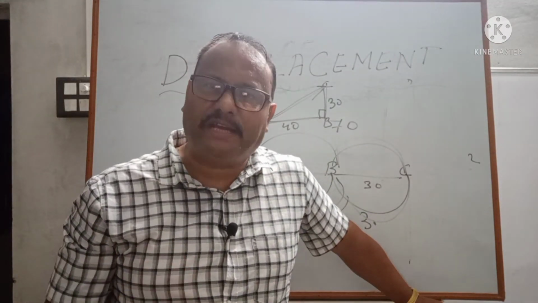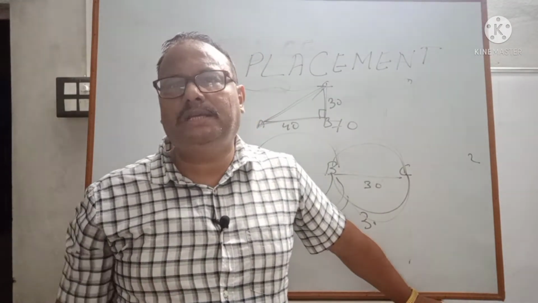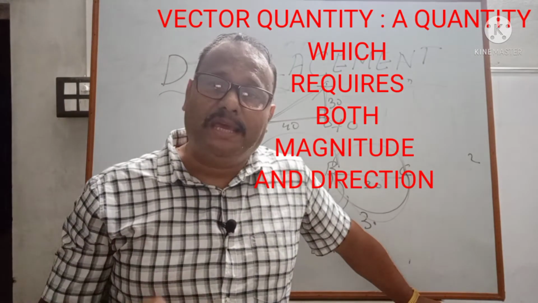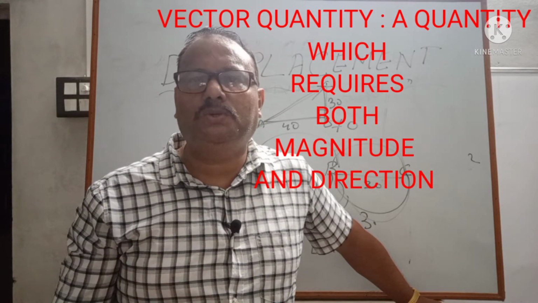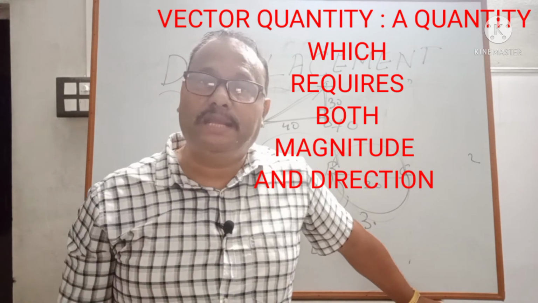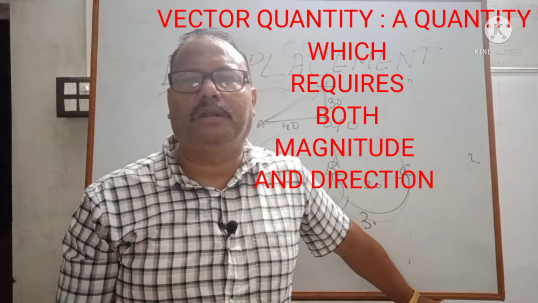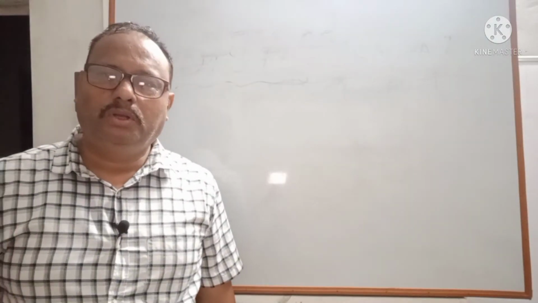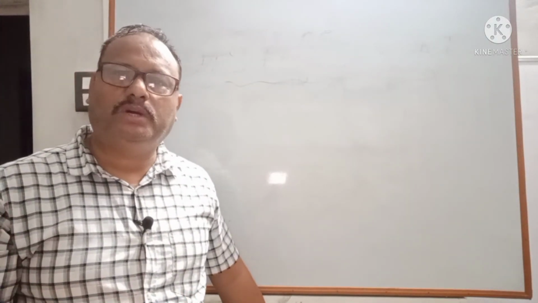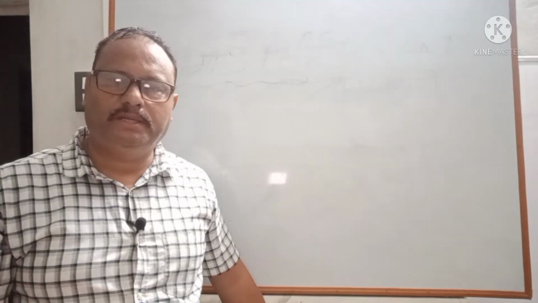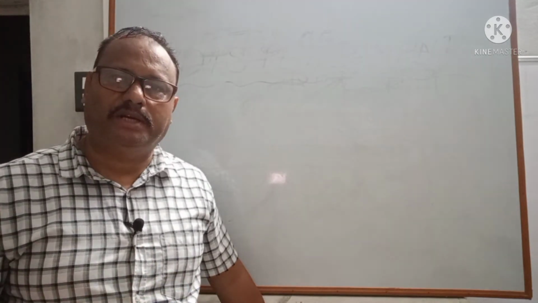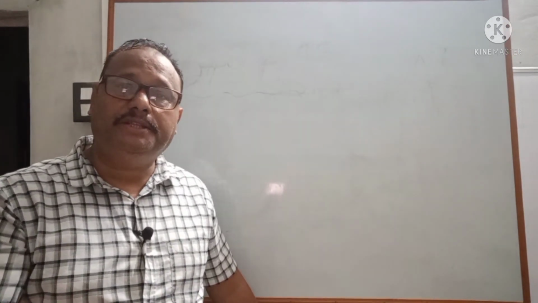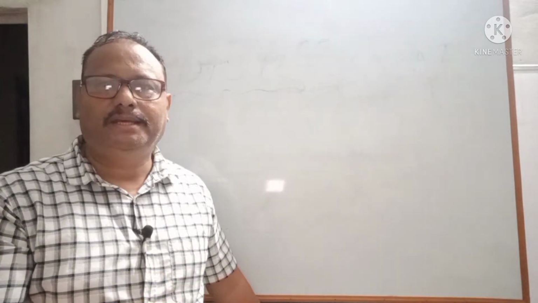Since it has direction, we call displacement a vector quantity. Now what is a vector quantity? A vector quantity is a quantity which requires both magnitude and direction for its complete expression, that we call a vector quantity. Now since we have finished with what is distance and what is displacement, what is scalar and vector quantity, we can also find the difference between distance and displacement.